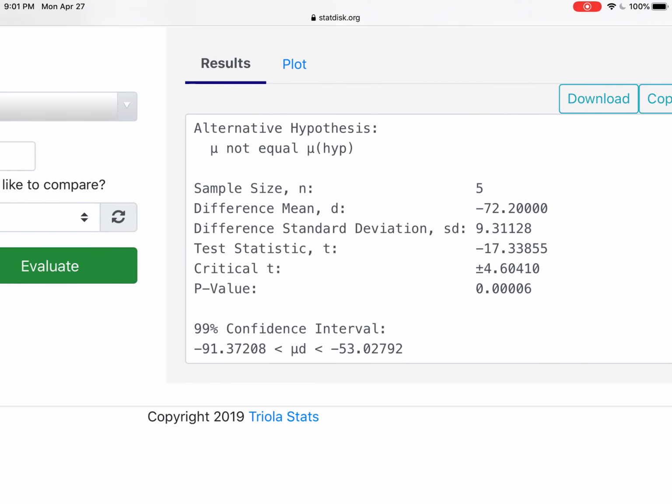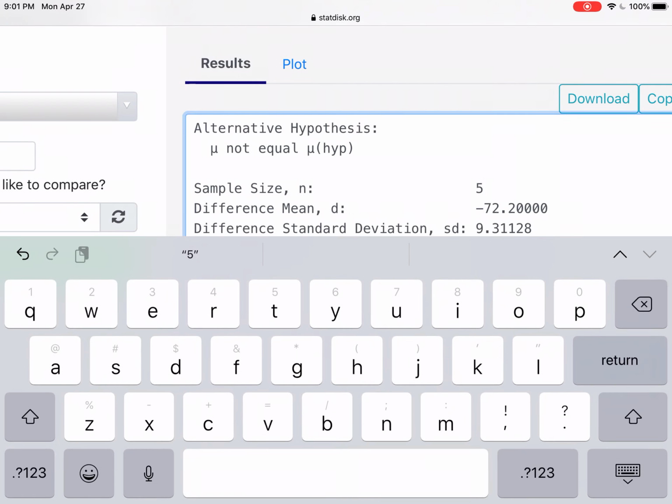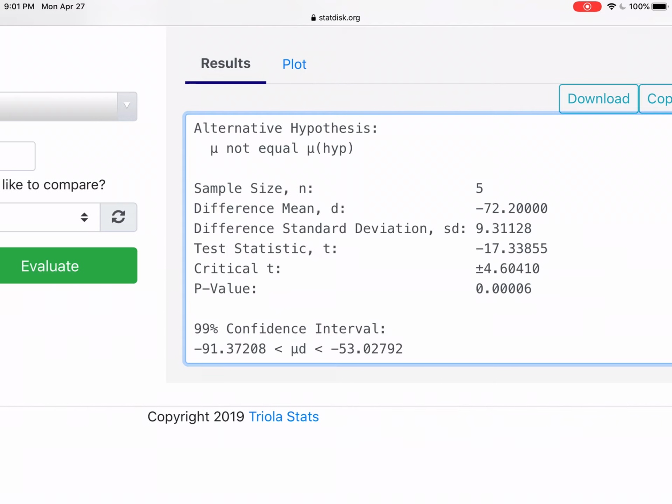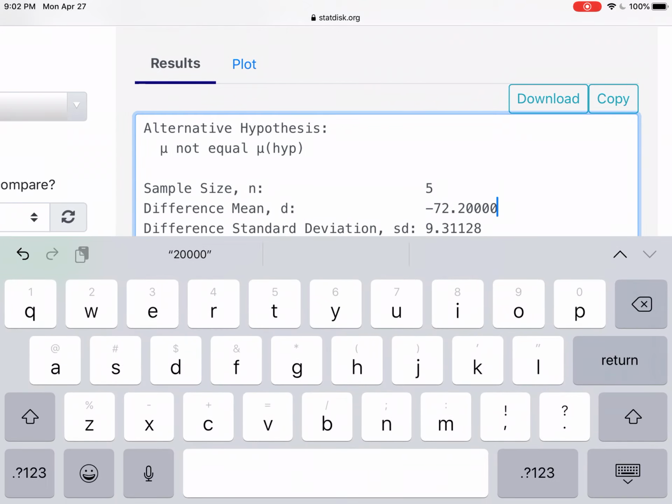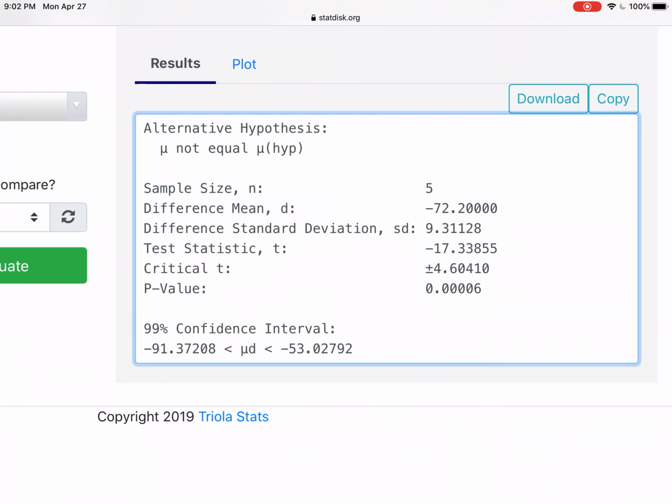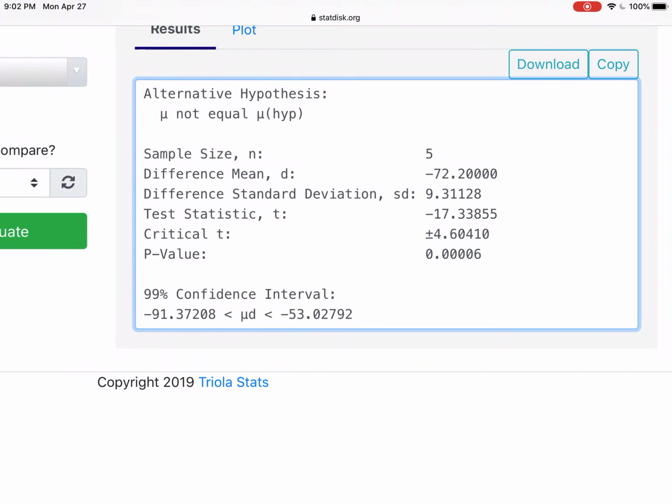And this gives us all kinds of information. It tells us the sample size. So n, that's the number of pairs. We had 5 pairs. The difference mean, so this is for the particular sample that we had, was negative 72.2. It gives us the difference standard deviation, the test statistic, and critical value.